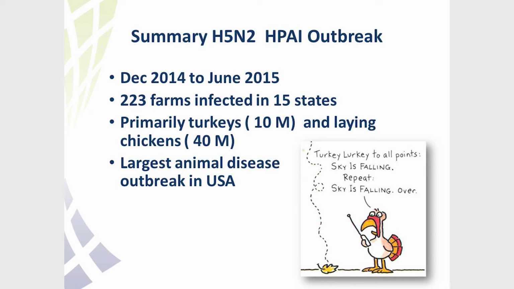So I'm going to just give you a summary of what happened. Here we look at a virus that affected 223 farms in 15 different states over a 6-month time period. It affected primarily turkeys. We lost 10 million turkeys, and we lost 40 million laying chickens during the 6-month time period. It was the largest animal disease outbreak in the U.S., not just poultry disease, animal disease, period.